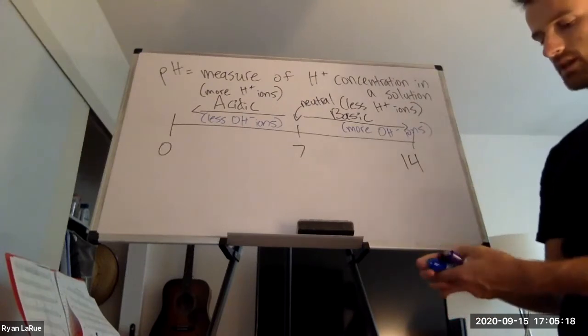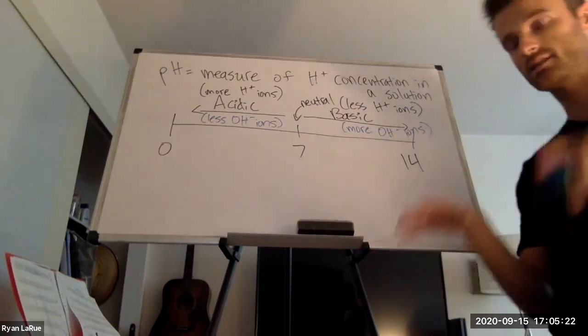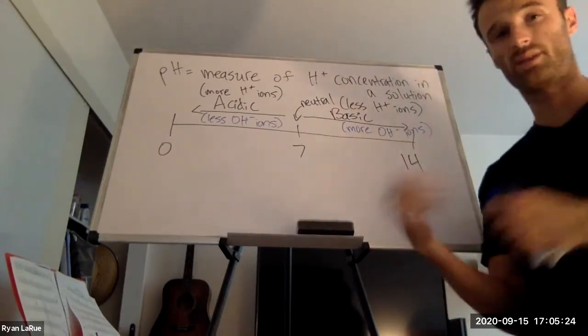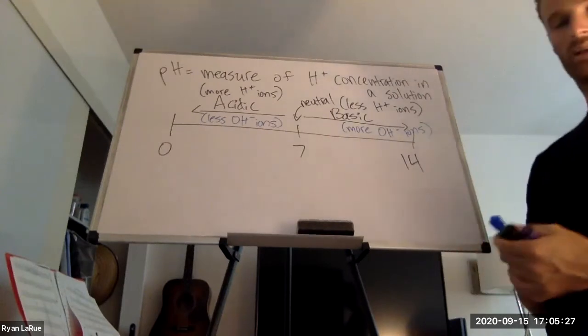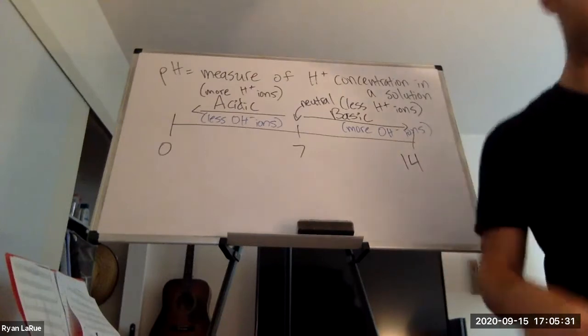Okay, so in this lab, there's going to be titration. Titration is a technique that's used to determine what the pH is. And this is how we do it. Okay, so we're going to use a chemical.